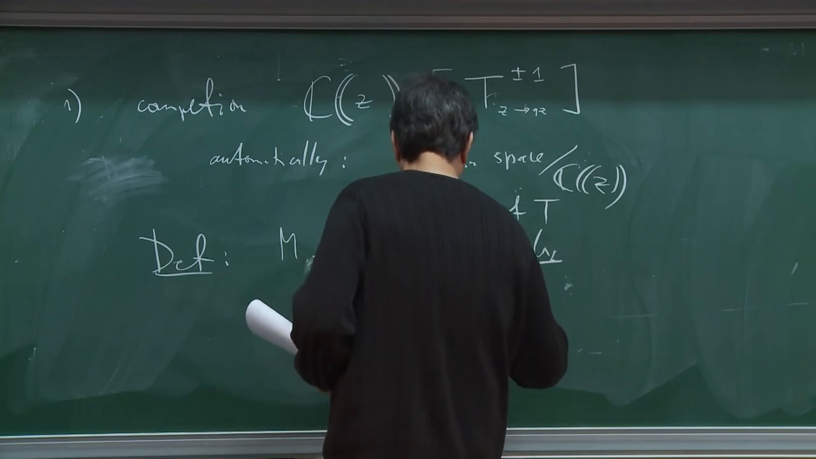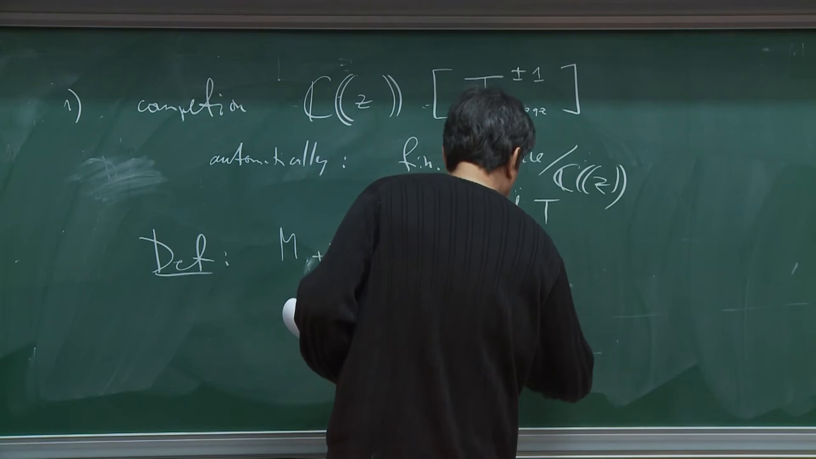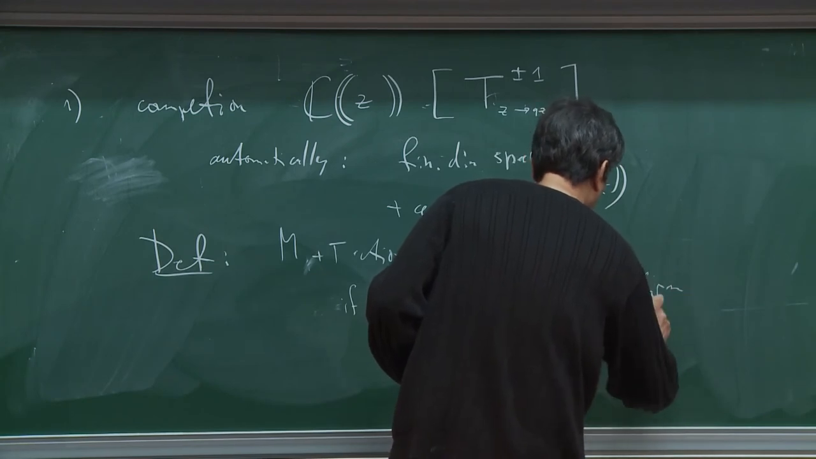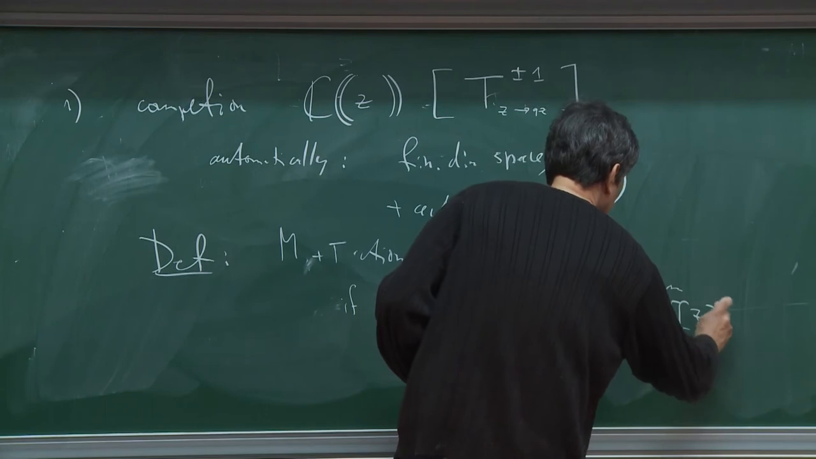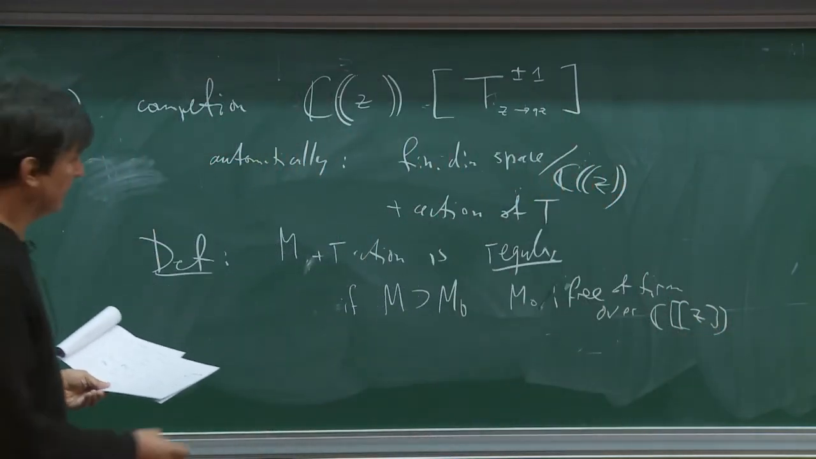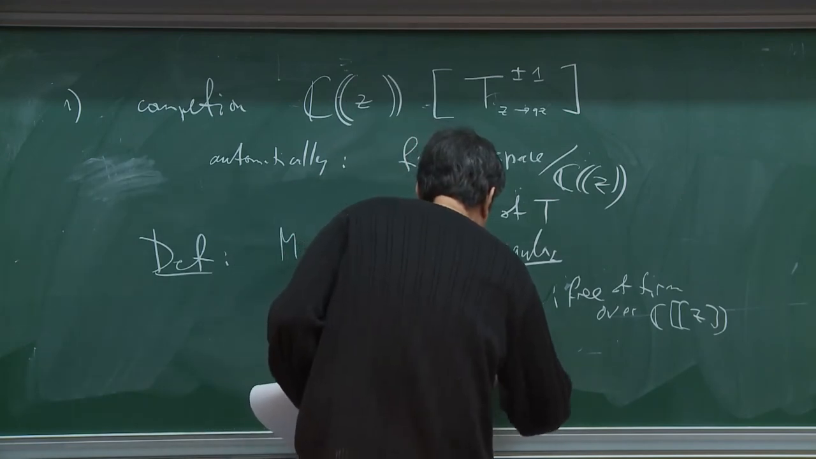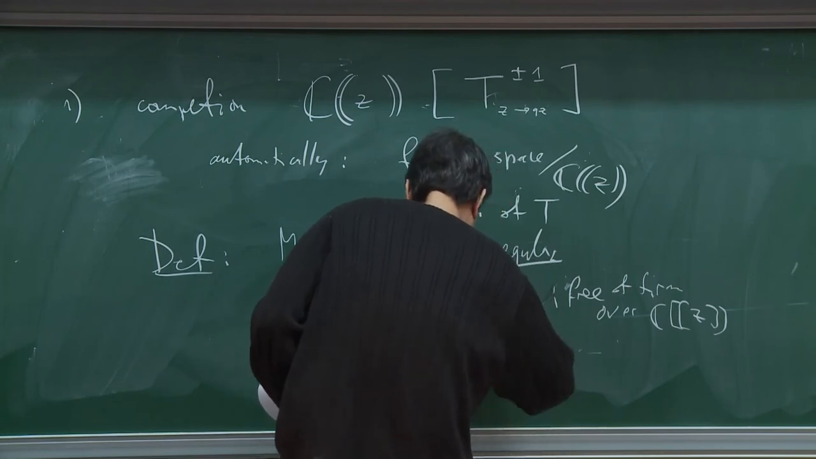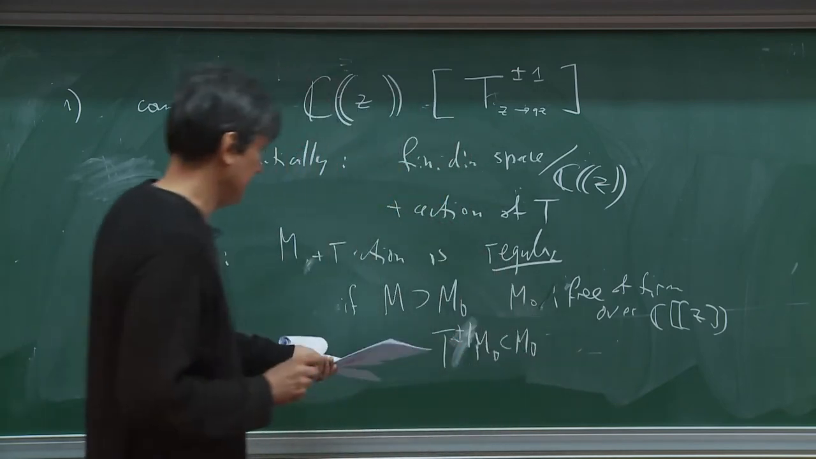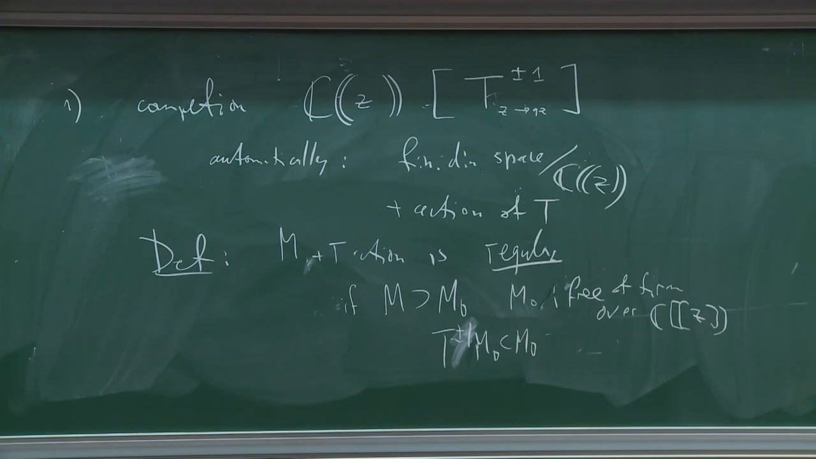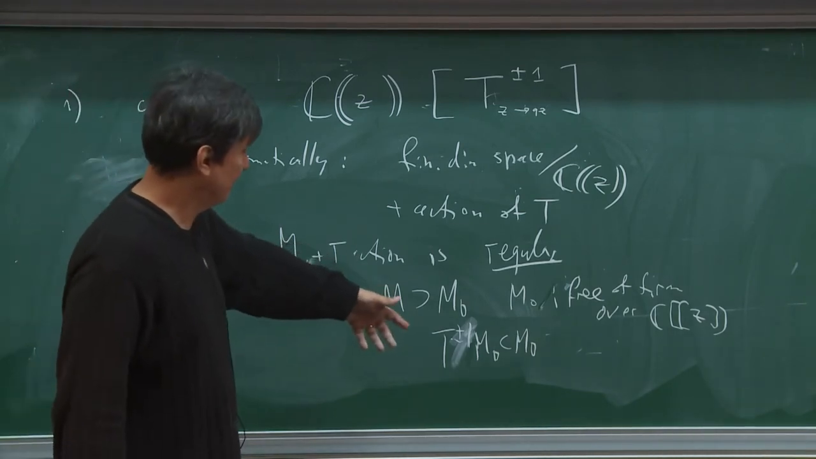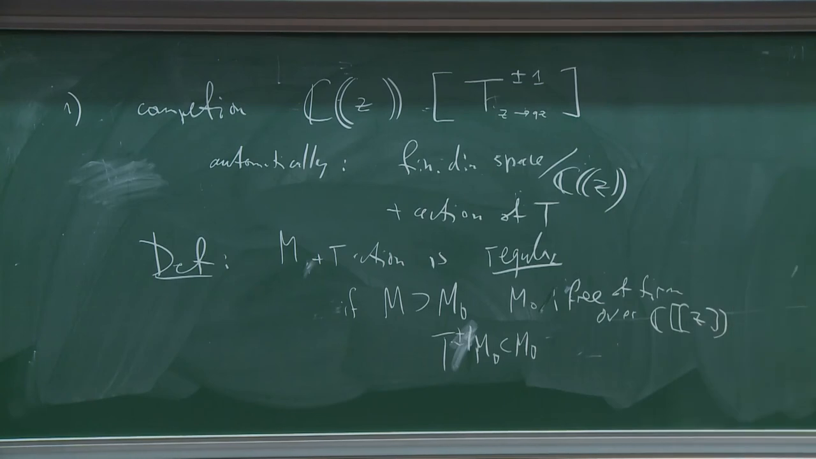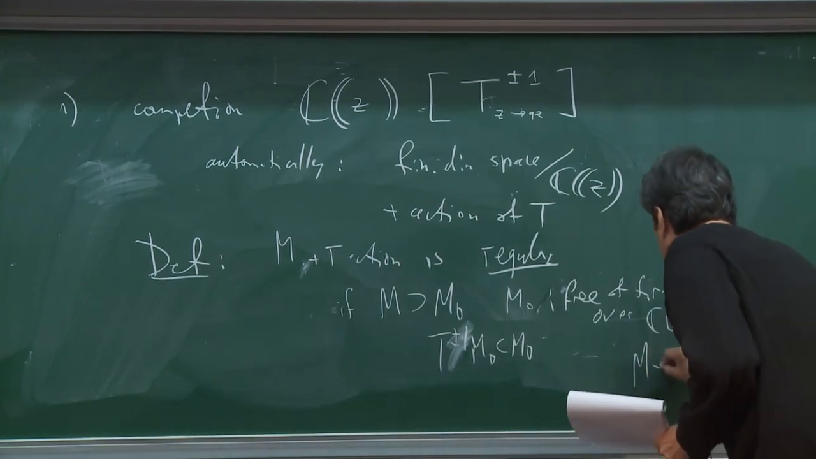a submodule M0, which is free of finite rank over C[[z]], and T preserves M0, it's preserved under this shift operator. In the differential case it was invariance under z d/dz. Now it's invariance under this shift. And you want M0 to span, sorry, and M is equal to C((z)) tensor M0.